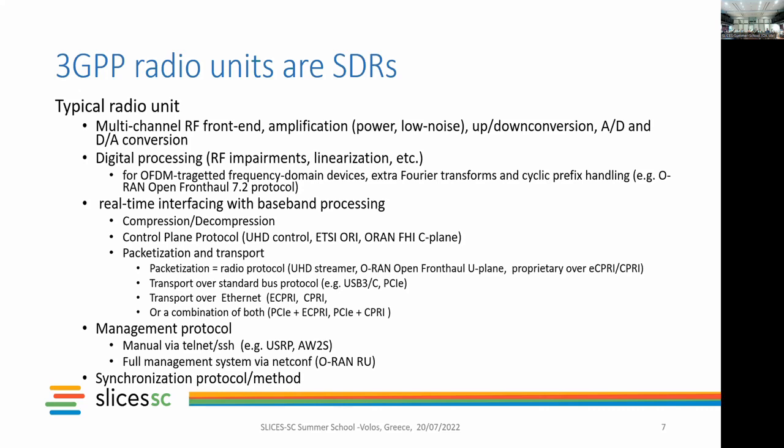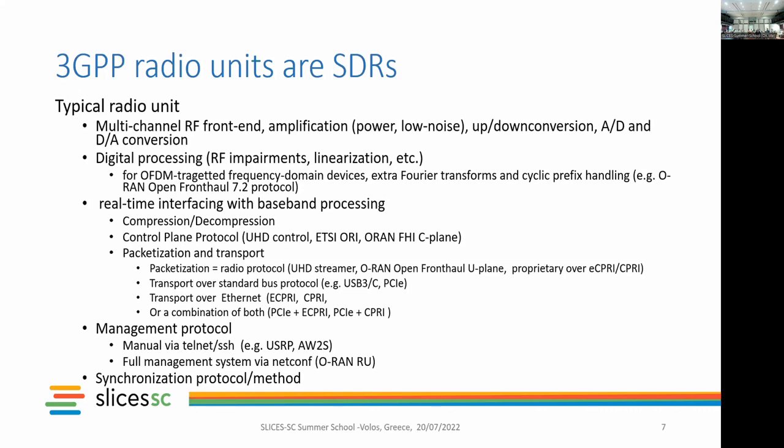The transport is usually over some standard bus protocol. It could be USB 3, as you saw in the USRP examples, or USB-C coming. PCI Express is very common also, and also transport over Ethernet. EC3 or C3 uses some form of Ethernet. C3 is not strictly speaking Ethernet, but almost. Or you would see in some radio units a combination of both, where you have PCI Express so that the host can dialogue with the radio unit, and ultimately there's a network interconnection with the other end of the system. That's very common with EC3 and C3.